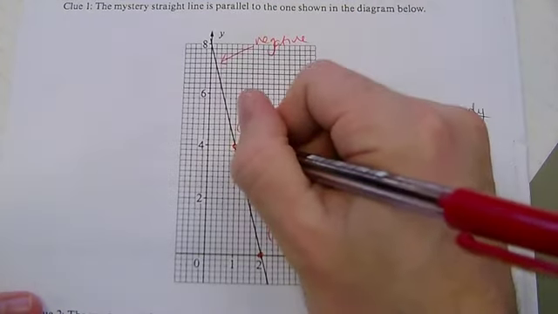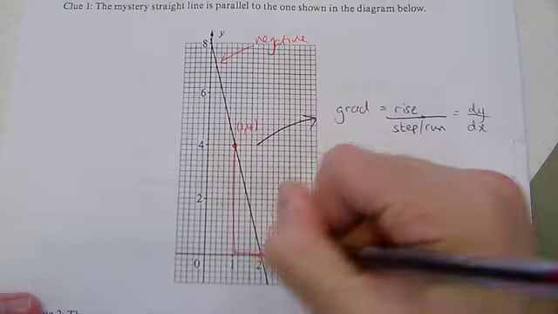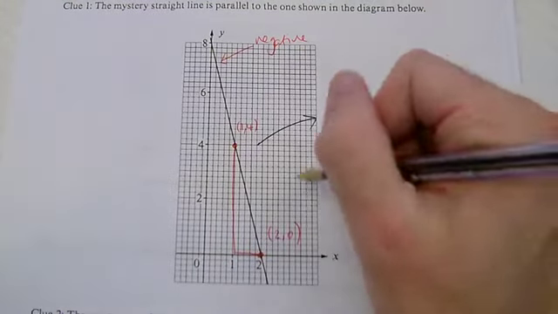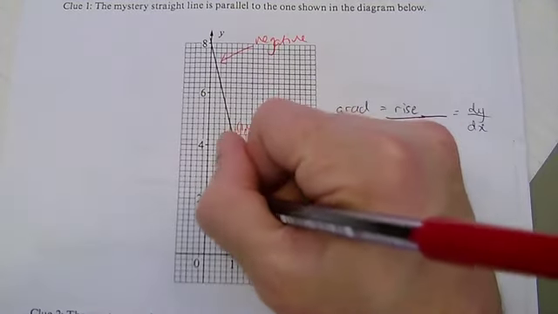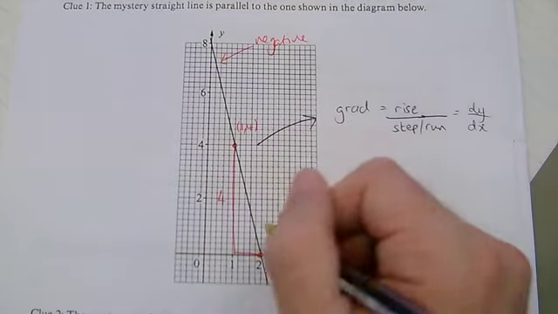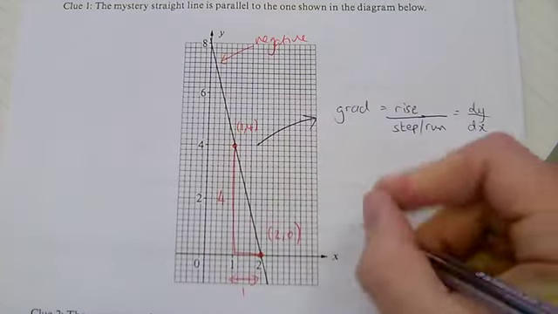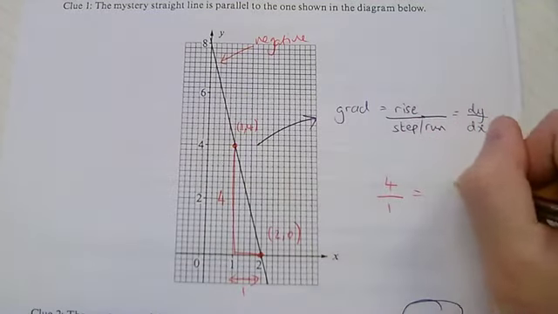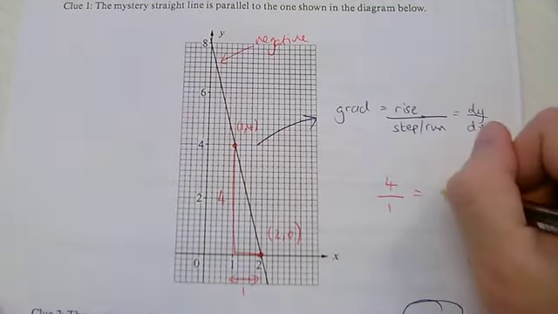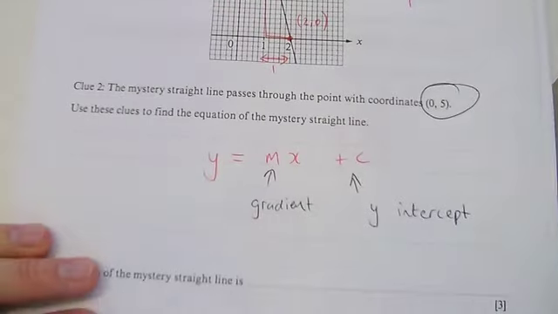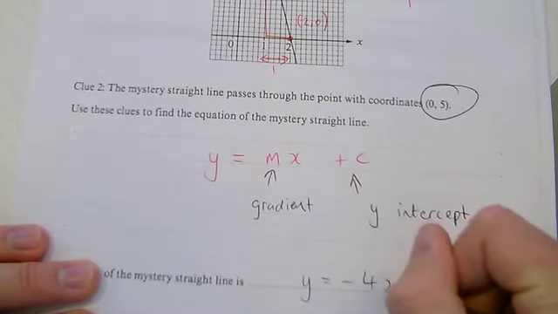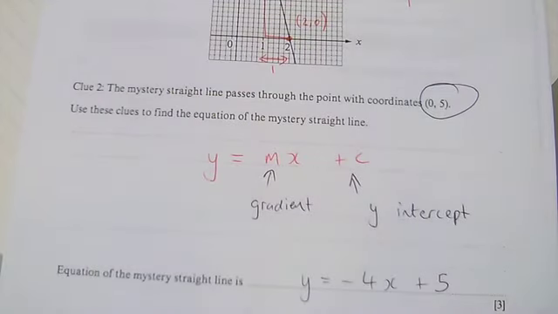So I basically just want to draw a triangle there, work out its rise, and divide that by its step or its run. It's risen from 0 to 4, so it's gone up 4. And then it's gone across just 1. So its gradient is equal to 4 over 1, which is 4. But what sort of gradient did I just say it was? Minus. So it must be a minus, and you can do that just from looking at it. So what is the equation of the mystery line? y equals minus 4x plus 5. Thank you, Sarah.